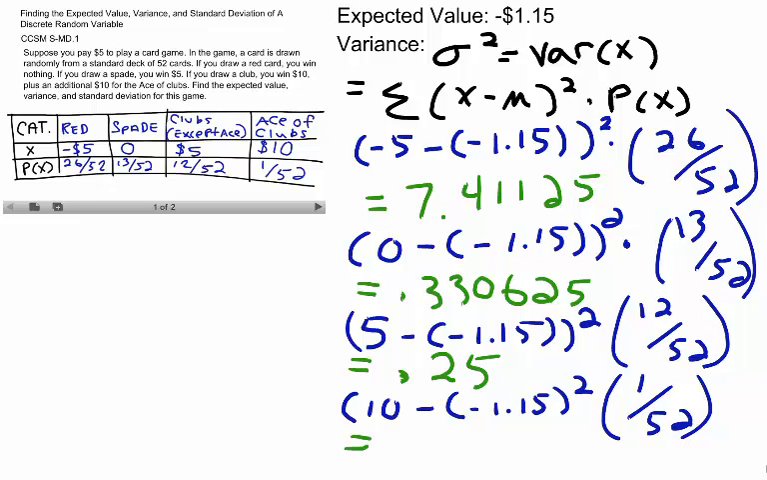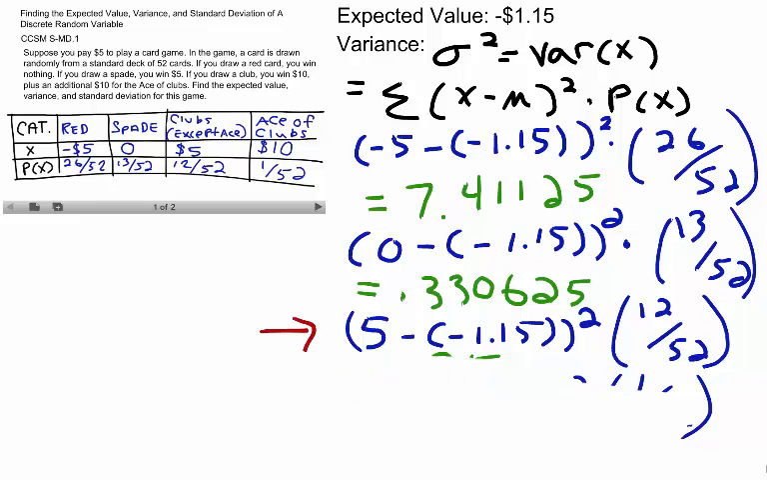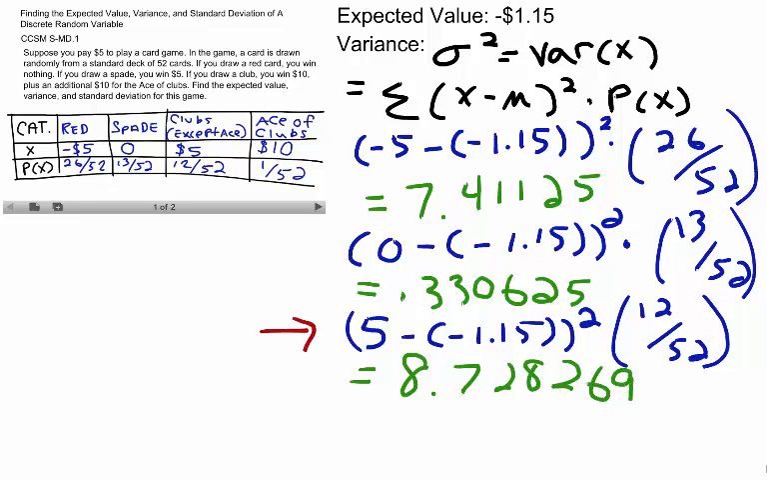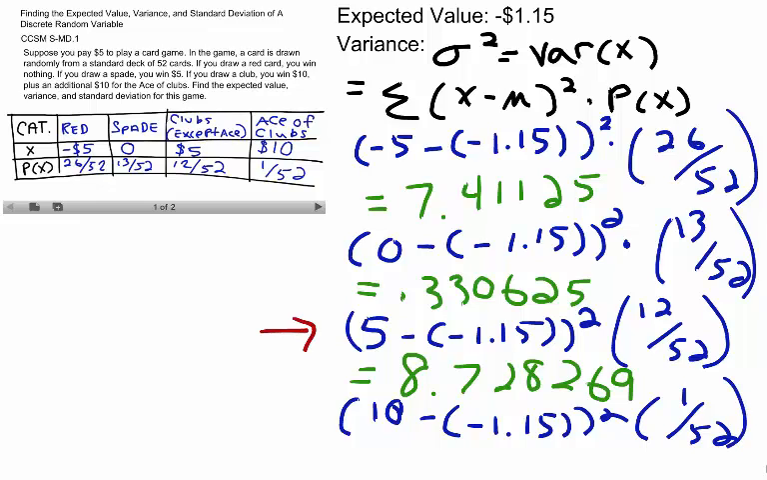Let me go back to this step. I noticed that I mistyped a key in the calculator, so I'd like to just rework that. We have 5 minus negative 1.15 squared times 12 over 52, and this is equal to 8.6728269. Finally, we have 10 minus negative 1.15 squared times 1 over 52, which gives us 2.390817.